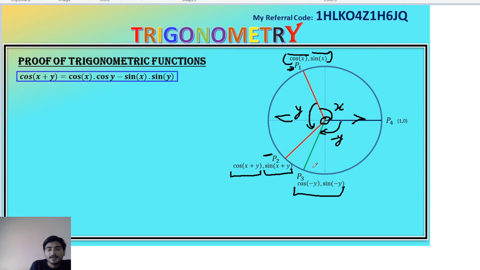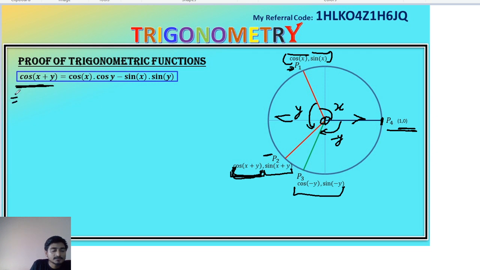Okay, so coming ahead, same thing again P4. Since 1 is the radius of this, this length from here to here is 1, and the y coordinate of this point can be written as 0. Now if we have to prove this, cos of x plus y is what we need to find out. This is our target. So going ahead, we will target this.